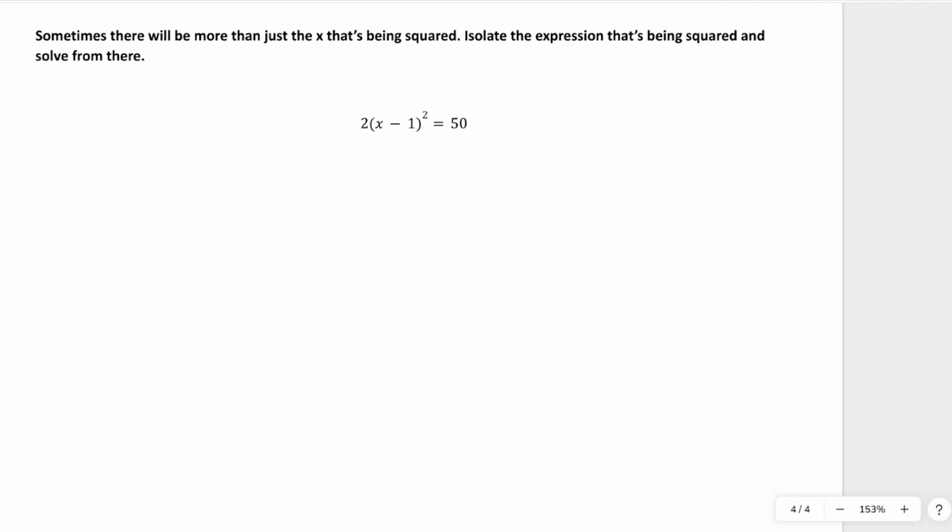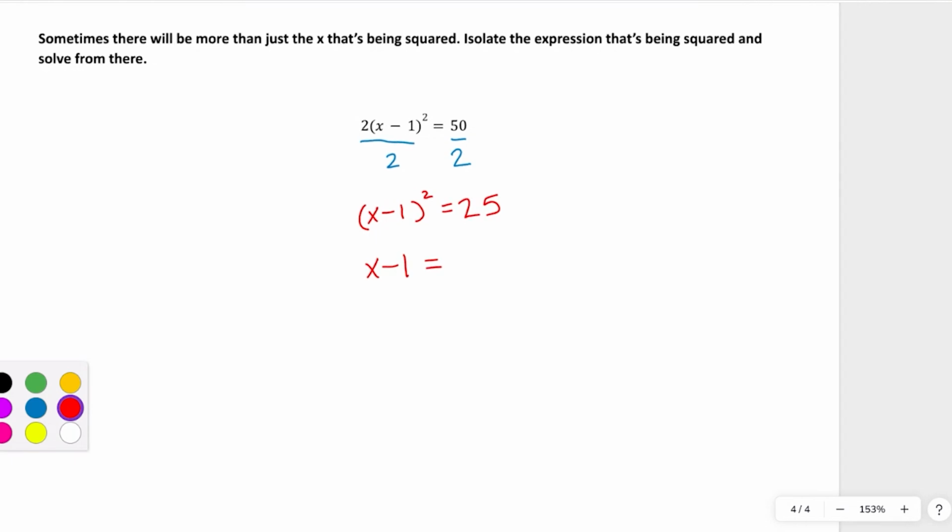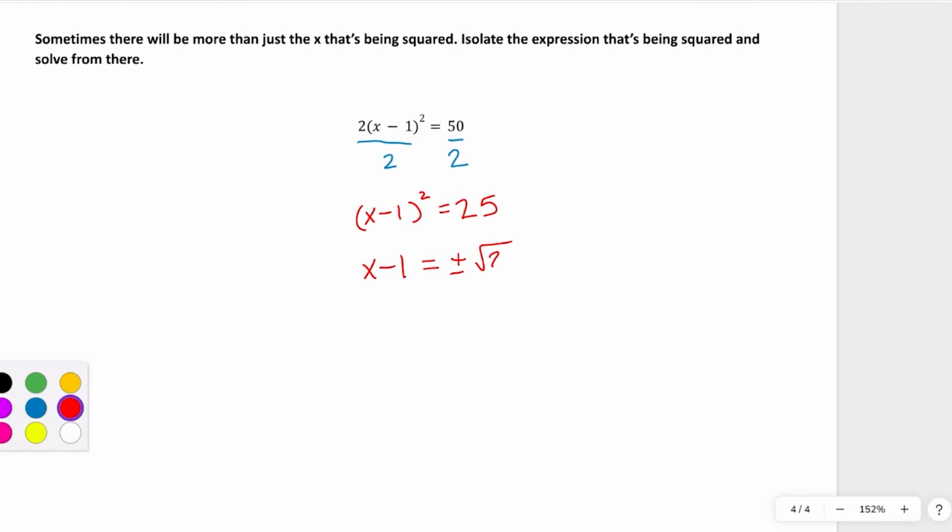Okay, first step you want to do is to divide both sides by 2. That's going to give me x minus 1 squared equals 25. And then now I've got that squared object by itself. So to get rid of that squared, this is where the square roots come in. I'm going to take the square root of both sides. So I have x minus 1 equals plus or minus the square root of 25, which is plus or minus 5.